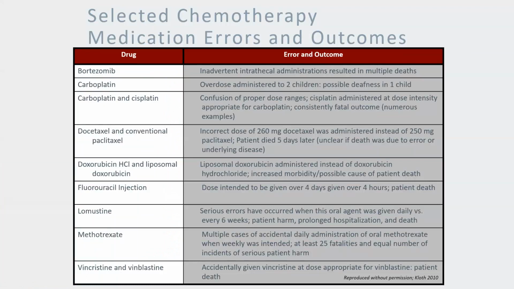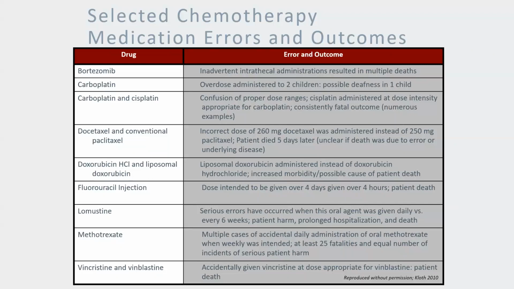Carboplatin and cisplatin, when you confuse the proper dose ranges, cisplatin was administered at a dose intensity appropriate for carboplatin, consistently fatal outcome. There's numerous examples of that. Docetaxel and conventional paclitaxel, the dosing was confused for that. A patient died 5 days later, although it was unclear if the death was due to error or underlying disease.